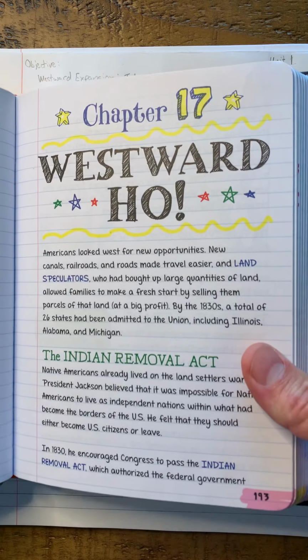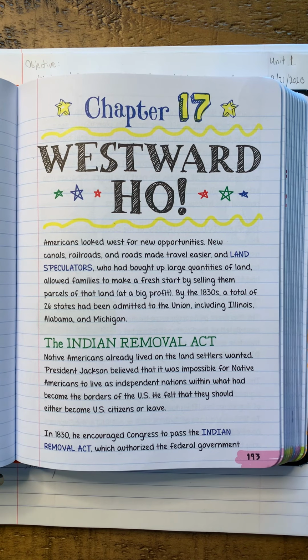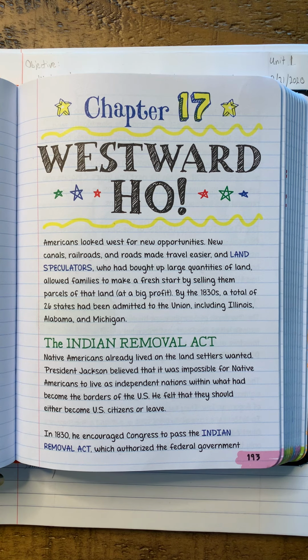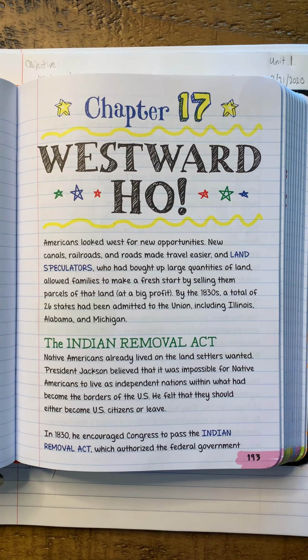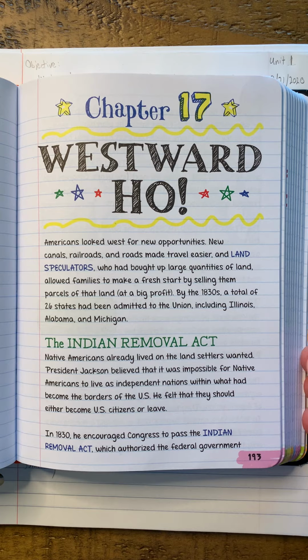All right, so I'm going to put in front of the camera now the pages that we are going to be taking notes on today. I'm going to do a couple of examples for you, and then, of course, the rest of our time, you will be able to take these notes on your own just as practice. So you see, the title of what we will be reading today is called Westward Ho. So we're looking at westward expansion.